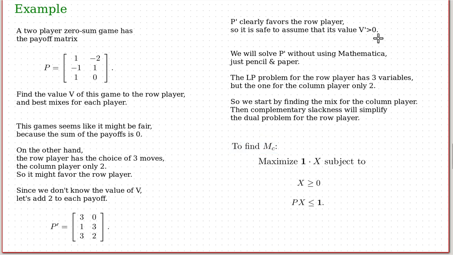Okay, so we know that the value v prime for this game is positive. We're looking for the best mix for the column player, so I'm going to solve the linear programming problem that I indicated earlier. We want to maximize the one vector dot x subject to x is non-negative and p times x is less than or equal to 1, right? The vector of all ones.